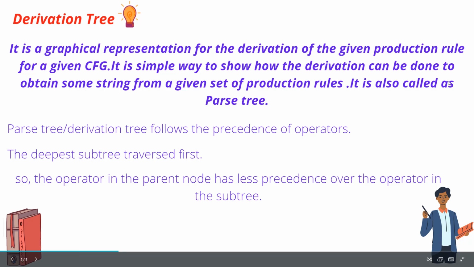Whatever the context-free grammar is that is given to us, we just have to present it in a graphical manner. It is a simple way to show how the derivation can be done to obtain the sum string from a given set of production rules. It is also called the parse tree.